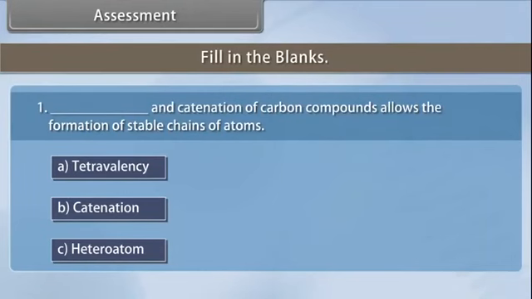Assessment. Let's have a quick look at what we have learned. Fill in the blank with the correct option.